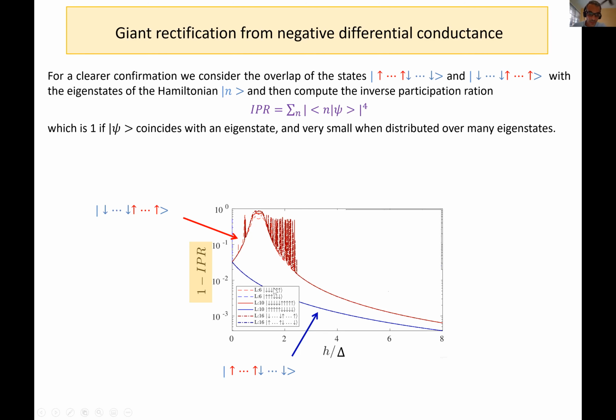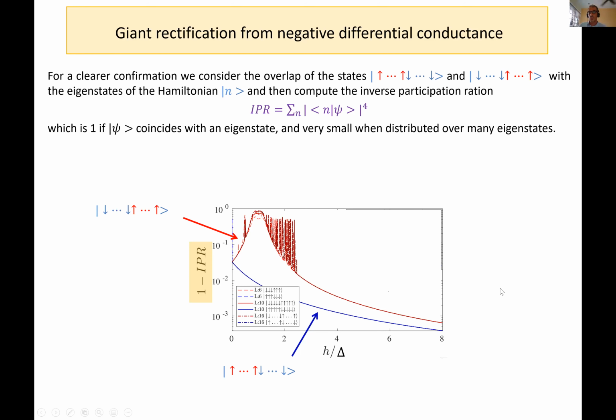But if I look at the other scenario in the opposite direction, with half of the spins down and the other half up, then I see that there is this whole region, where it crosses the band, in which the IPR is very small. This state is definitely not an eigenstate of the Hamiltonian. It's spread out, highly unstable, and eventually you end up with something that has a current.